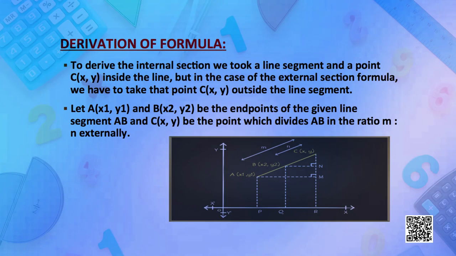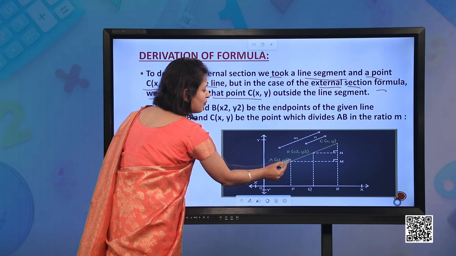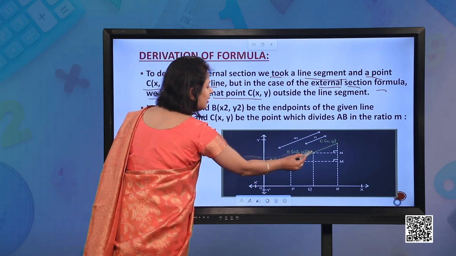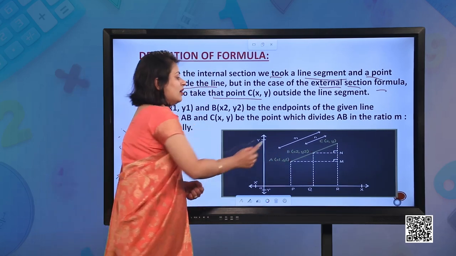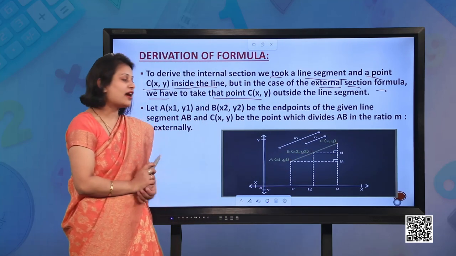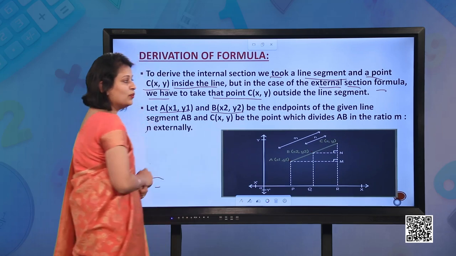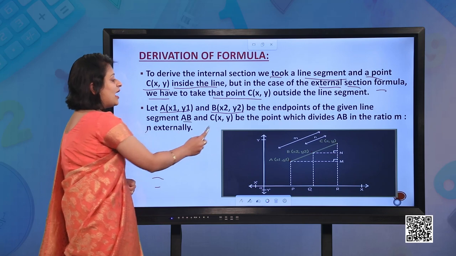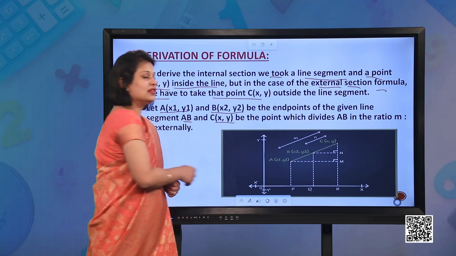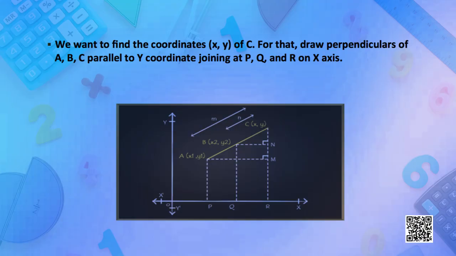Now, to derive the internal section formula, we took a line segment and a point C(x, y) inside the line. But in the case of the external section formula, we have to take that point C outside the line segment. As you can see in the diagram, we have taken point A(x1, y1) and point B(x2, y2), so this is a line segment. Here we have taken a point C(x, y), which is dividing this line segment in the ratio m is to n. So let A(x1, y1) and B(x2, y2) be the endpoints of the given line segment AB, and C(x, y) be the point which divides AB in the ratio m is to n externally.